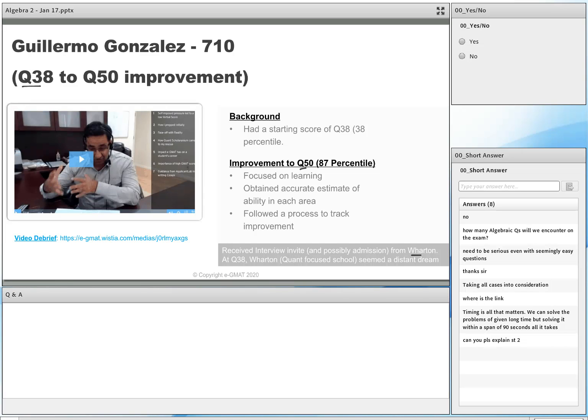So guys, understand this again. You just need to inculcate some good habits within yourself. That's it. That's the end line.